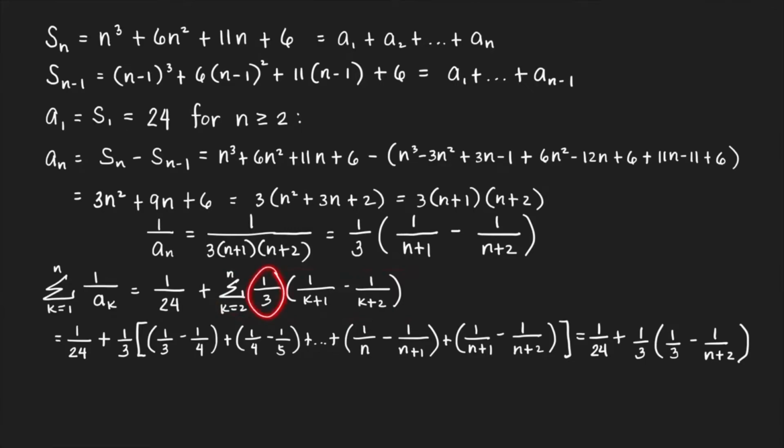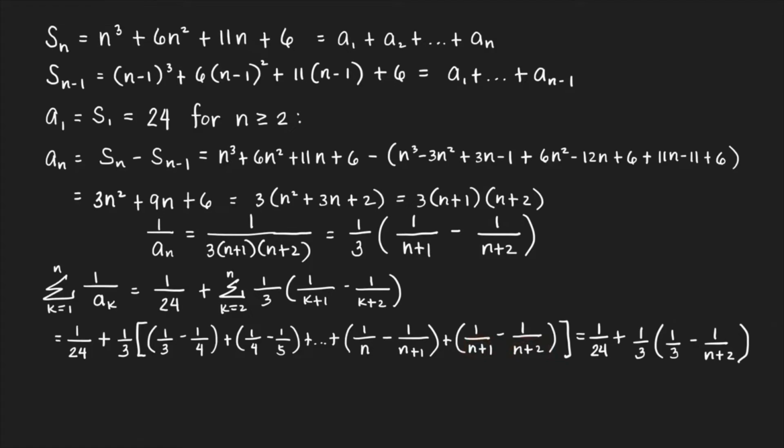Just move this constant in front of the summation, and we write down the terms of this sum. When k is equal to 2, this will be equal to 3, and then this is equal to 4. When k is equal to 3, this will be 4, and then this will be 5, and so on. When k is equal to n minus 1, you have n, and then this will be equal to n plus 1. And finally, when k is equal to n, you'll get n plus 1 and then n plus 2.